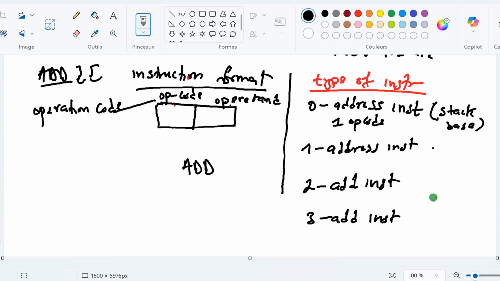With zero address, when you call an instruction, this instruction automatically uses what we call the pop. I think everybody here did data structures. You know what we call a stack. A stack is a data structure that uses the principle of LIFO, last in, first out. And it's exactly what this is using.